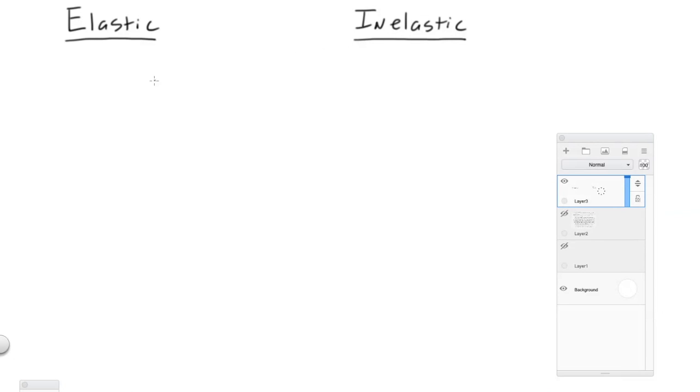Now, in all collisions, momentum will be conserved. The symbol for momentum is lowercase p. Momentum is conserved, and that's true for both. In collisions, as long as there's no outside forces, the only force that could be present is the force of the collision itself. But if that's true, momentum will be conserved. So we have momentum conserved in both elastic and inelastic.